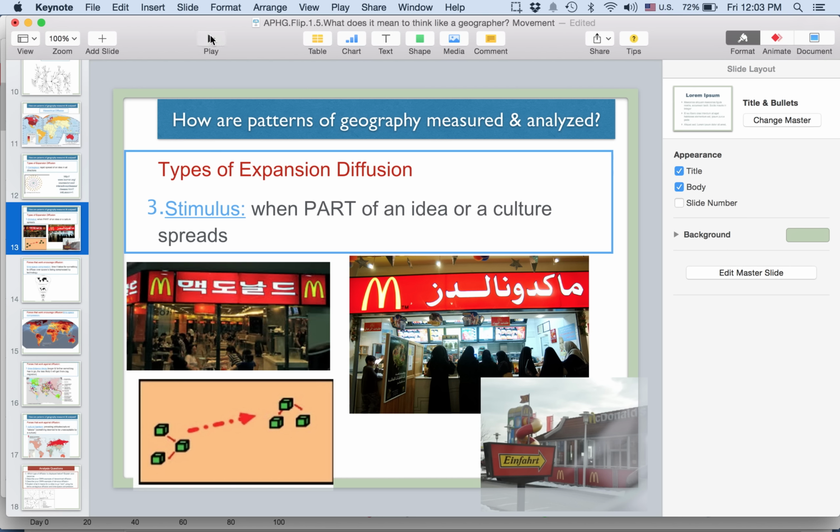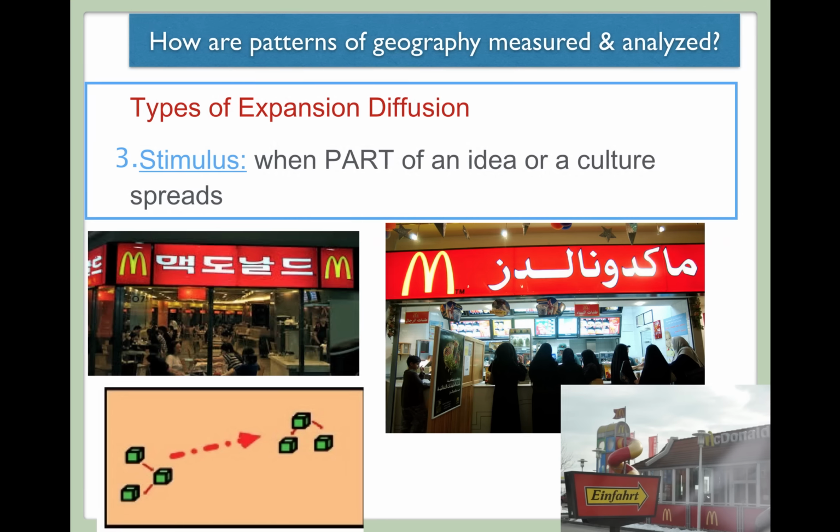A great example of stimulus diffusion is if you look at McDonald's globally. If you look at McDonald's globally, you'll see some commonalities. You've got your trademark M, you've got the yellow sign, some playgrounds even. But what you'll also learn about McDonald's is that the menu changes based upon the preferences of the people. So the concept of McDonald's is spreading.